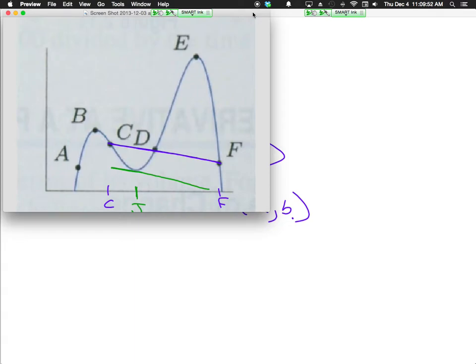Okay. Point J. And we're calling that function H right now. So use H instead of F.